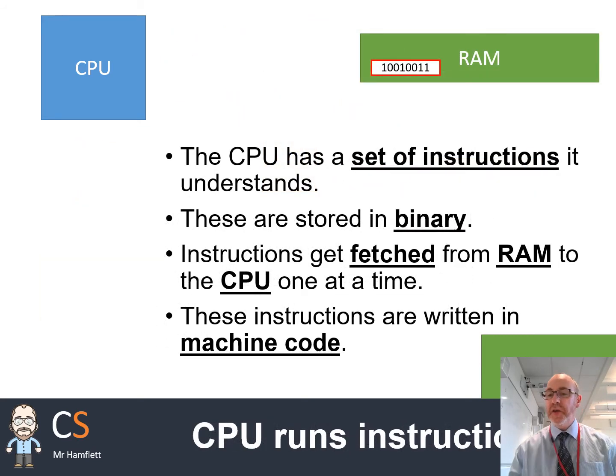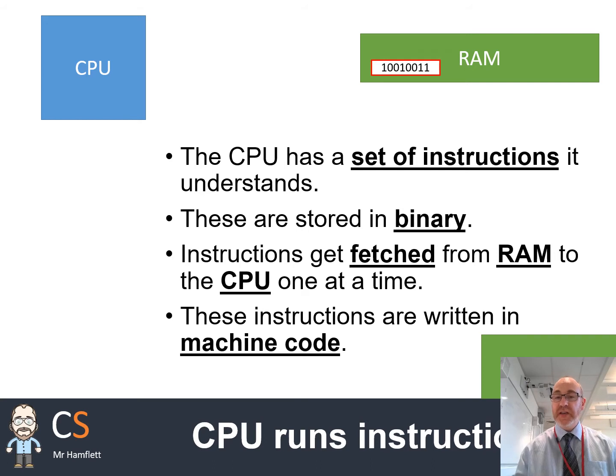Now the job of the CPU is to run instructions. That's its primary purpose. And every CPU will have a set of instructions known as the instruction set which it can do. These will be things like adding, subtracting, branching, and all those kinds of instructions. All those instructions will be stored in binary because everything inside the computer will be binary.